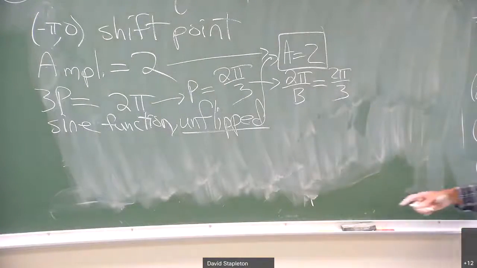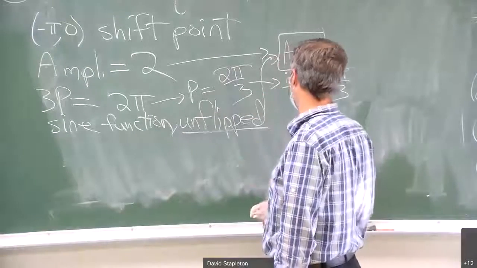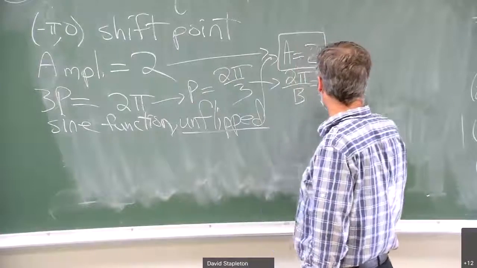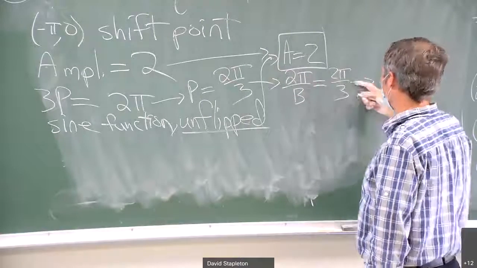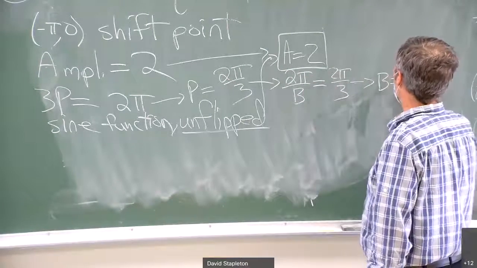All right, if 3 periods is 2 pi, then divide by 3 and you get the period is 2 pi over 3. All right, so there's that one, and this tells you then by a little algebra, you cancel the 2 pi's and you get 1 over b equals 1 over 3. Evidently, b equals 3.